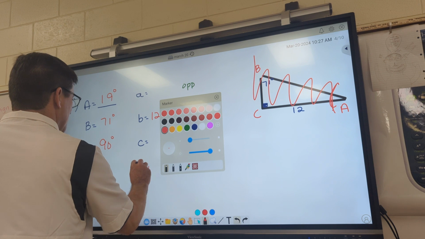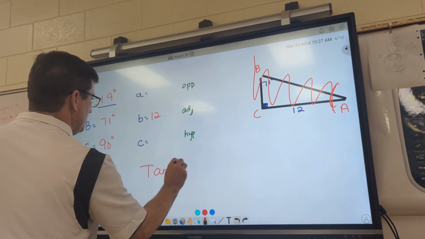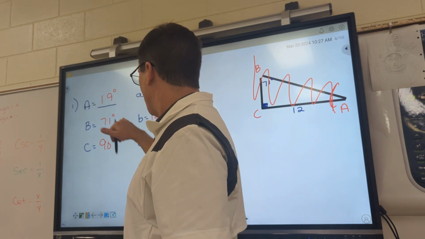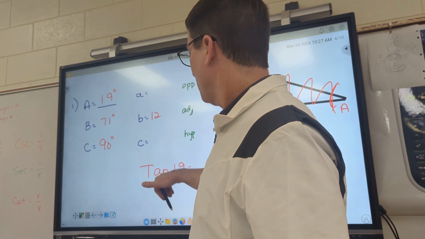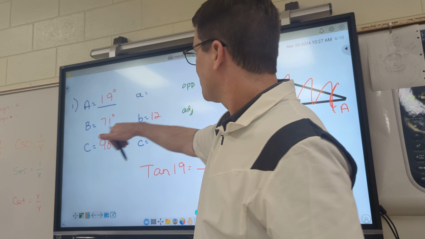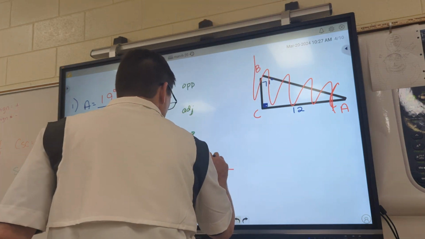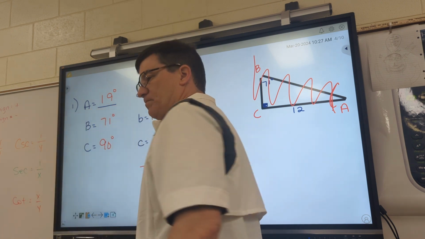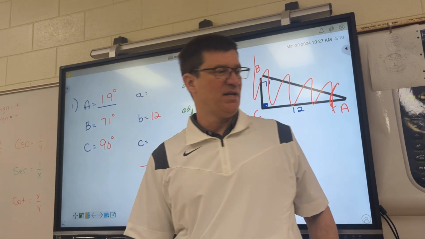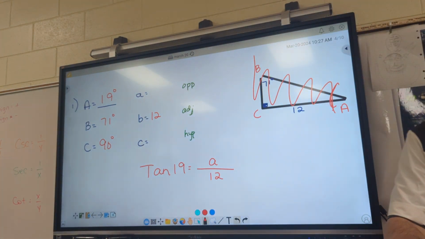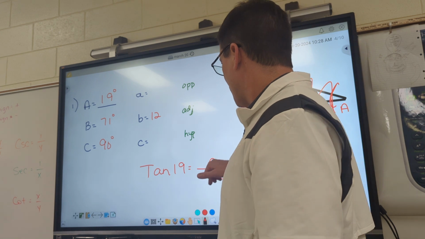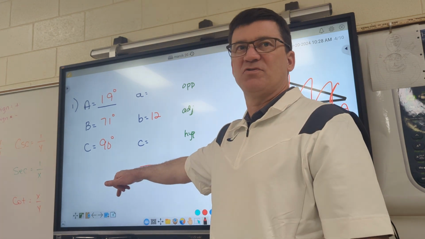We got tangent of 19 degrees equals, remember you have to show me angle A. You have to use angle A every time. And the formula says opposite goes on top, which is little a. Adjacent goes on bottom, which is 12. Now, does anybody remember what you type in your calculator when it looks like that? 19 times 12. Yep. Instead of dividing by 12, you'll just move it over and times by 12.